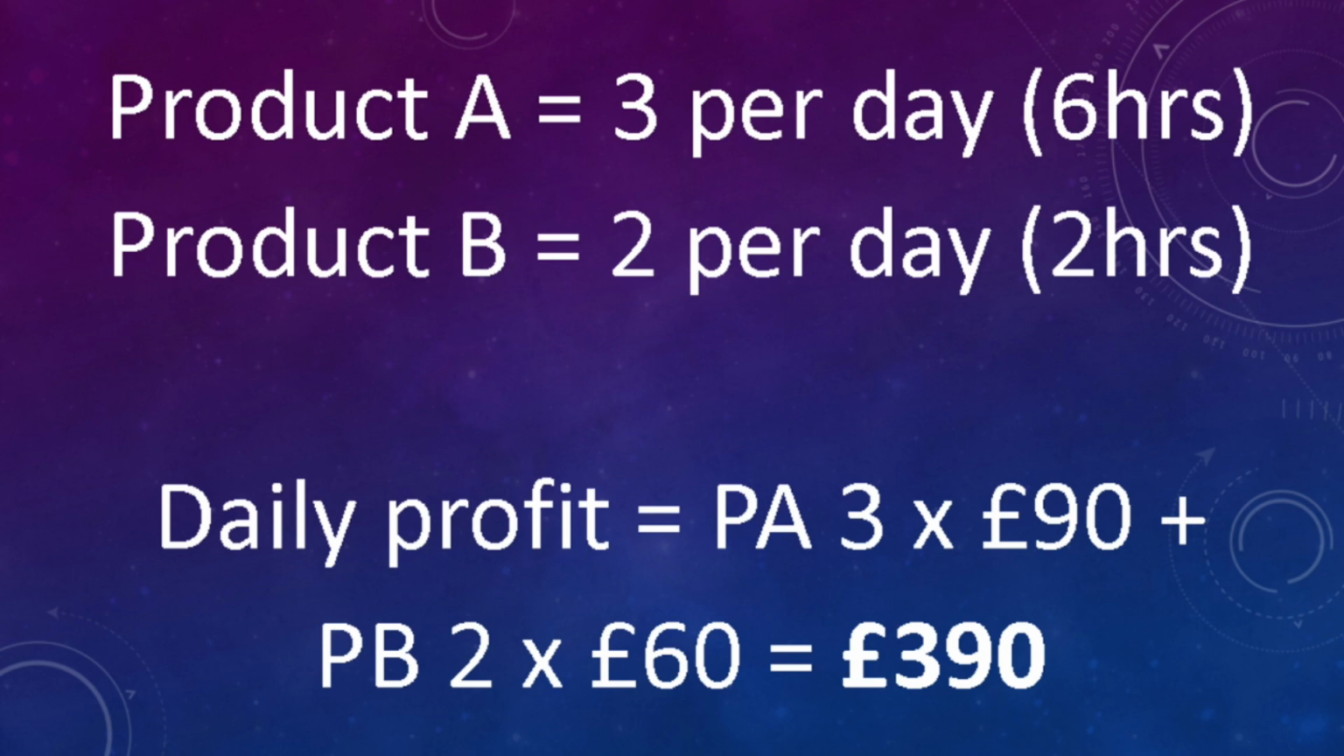Okay? So this is the normal approach. This is what businesses do. This is our intuition. Okay? How about the counterintuitive? Why not make more of product B? Right? Like, hey, why? That's only 60, and product A is 90. Why not make more of product A?